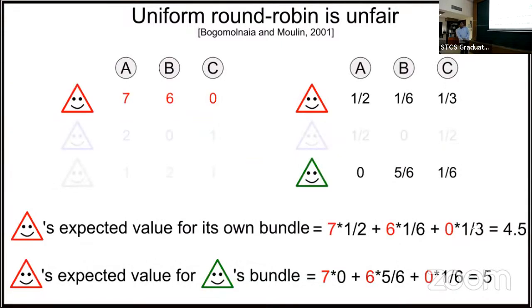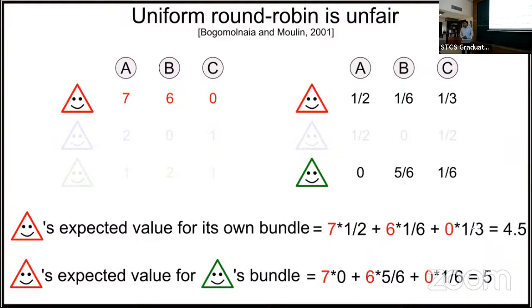How are you computing the second thing? So I'm looking at red's value for green's distribution. That's 7 times value for A times the fraction of A that you get, plus 6 times value of B times how much of B you get, plus value for C times how much of C you get. Green's bundle is a distribution: 5/6 of the time green would have gotten B, and 1/6 of the time. Exactly. So this is like the randomized bundle. It's not the deterministic allocation anymore.